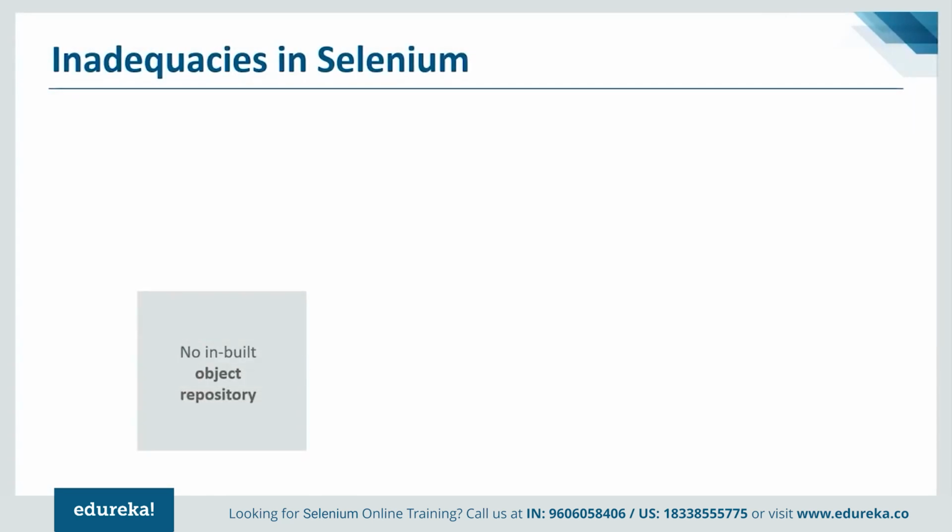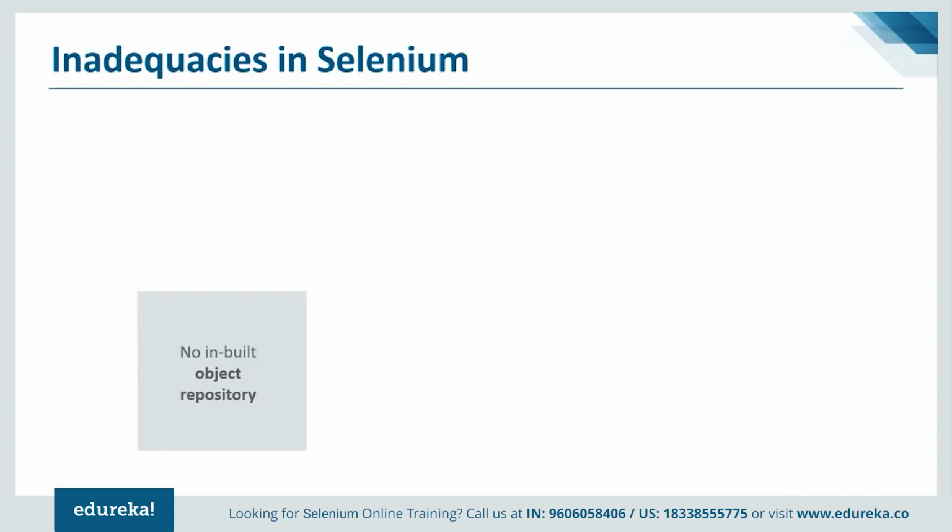So first one out here is object repository. Selenium does not have an inbuilt object repository, and that's an inadequacy. So, okay, if not technically, just what does the English phrase object repository mean? Object repository is nothing but a centralized location where objects' information can be stored. Now, this object repository acts as an interface between the test script and the application to identify the objects during the execution of the test case.